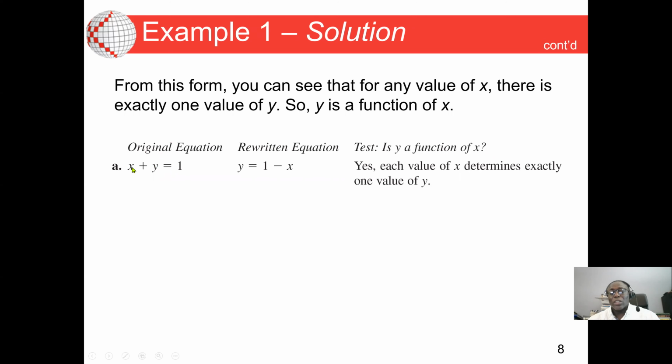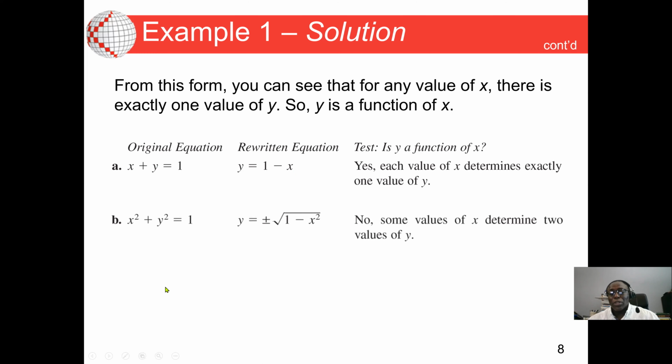So the original equation is x plus y equals 1. We rewrite it as y equals 1 minus x. When we test it, we find that y is a function of x because each value of x generates only one y value.